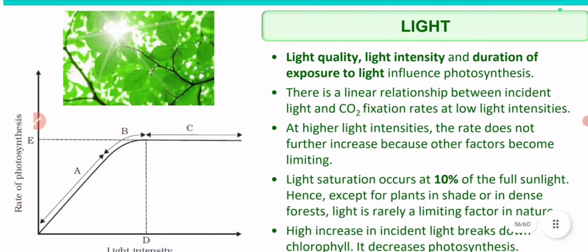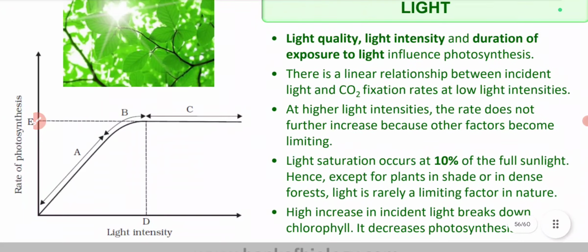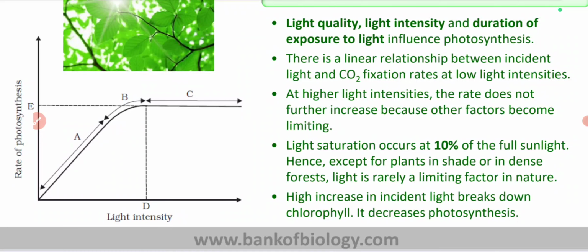Light also: light quality, light intensity and duration of exposure to light influence photosynthesis. There is a linear relationship between incident light and CO2 fixation rate at low light intensities. At higher light intensities, the rate does not increase further because other factors become limiting. Light saturation occurs at 10% of full sunlight. Hence, except for plants in shade or in dense forest, light is rarely a limiting factor in nature. A high increase in incident light breaks down chlorophyll, which decreases photosynthesis.